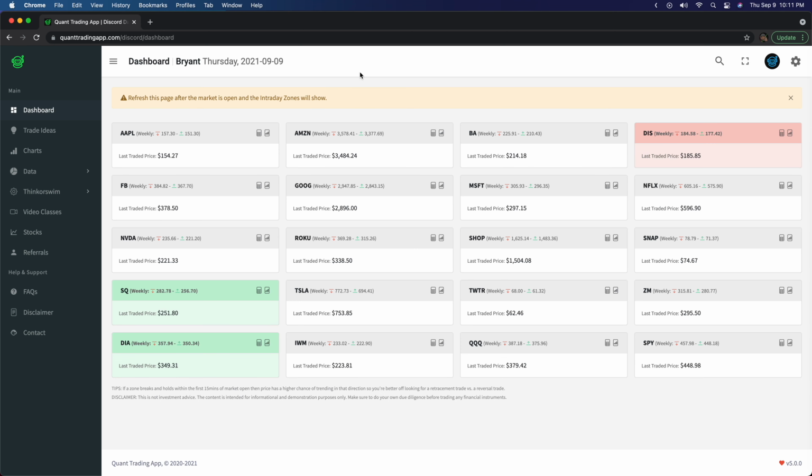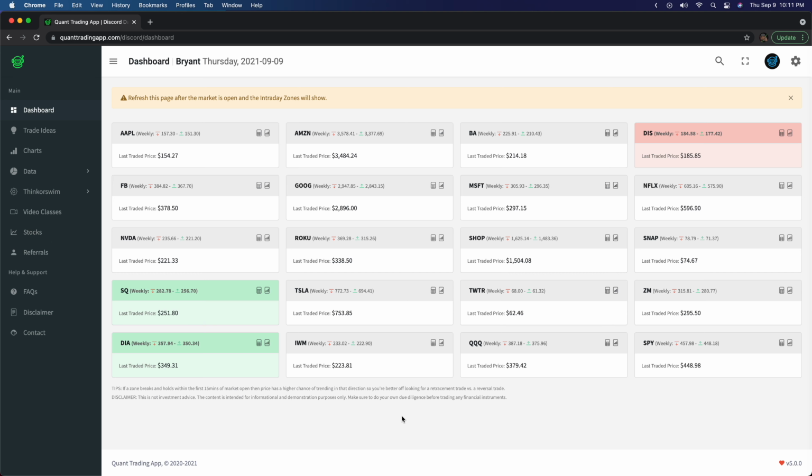The dashboard provides a quick overview to some of the main tickers traded at Quant Trading App. Now, the platform is not an algorithm that scans the entire stock market. It's specialized in a very few tickers. If you ever want to know the full list, you just press this tab right here and it will show you all the tickers that are available.